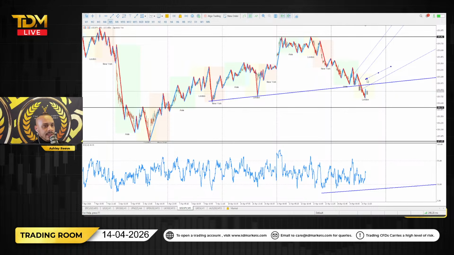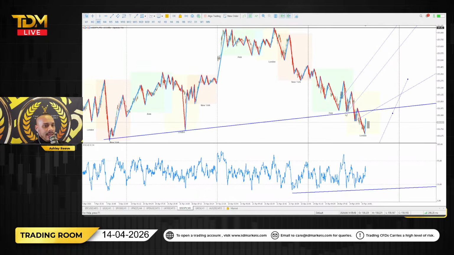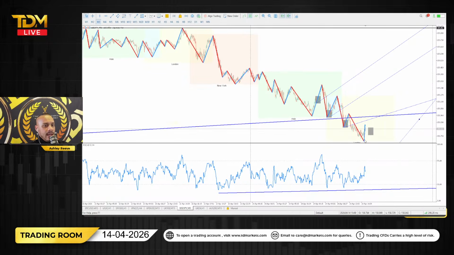And once it breaks there, remember it did it 3 times. So if it does it over here, then we push down to 158. Right now, there's nothing there. It's only created a new swing low. So we need price still to develop and do some stuff there.